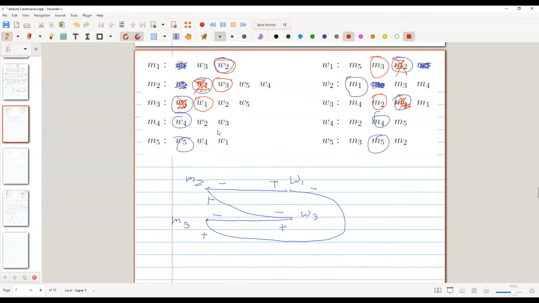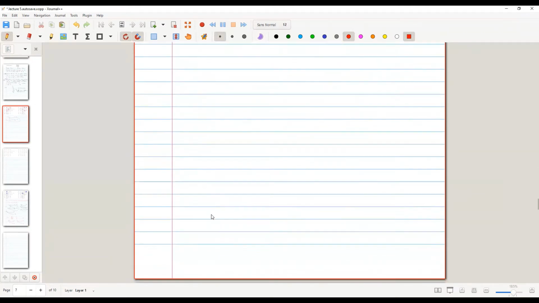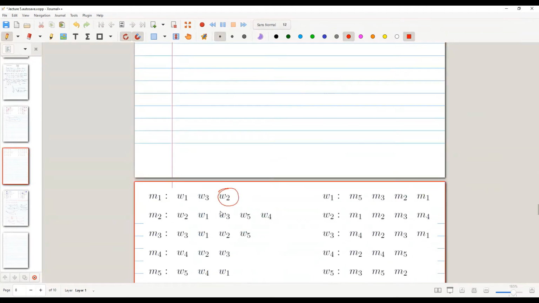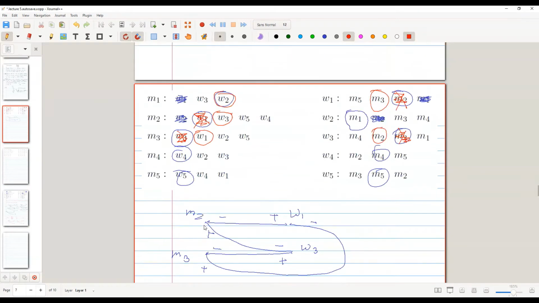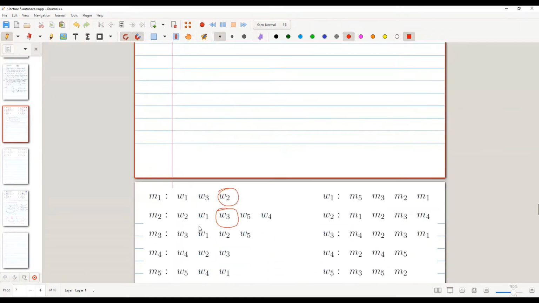Shall we go to the next page? I guess. So M1 is matched with W2 here. M2 is matched with W3. Then what will be the next rotation? Can anyone tell me now? Or who wants to tell?